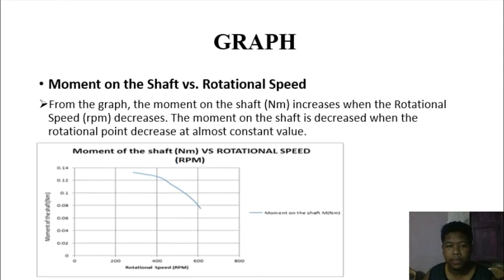For the graph, this is the graph of moment on the shaft versus rotational speed from the data we collected from the experiment. From the graph, you can see that the moment on the shaft increases when the rotational speed (RPM) decreases. The moment on the shaft decreases when the rotational speed decreases to an almost constant value.